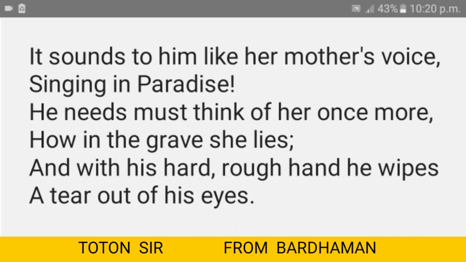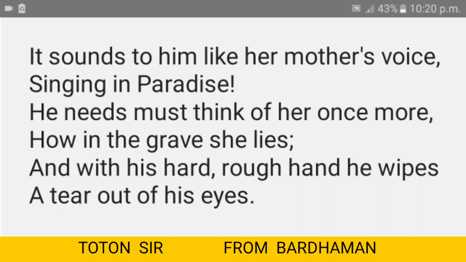In the sixth stanza, it sounds to him like her mother's voice, singing in paradise. He must think of her once more, how in the grave she lies. And with his hard, rough hand he wipes a tear out of his eyes.